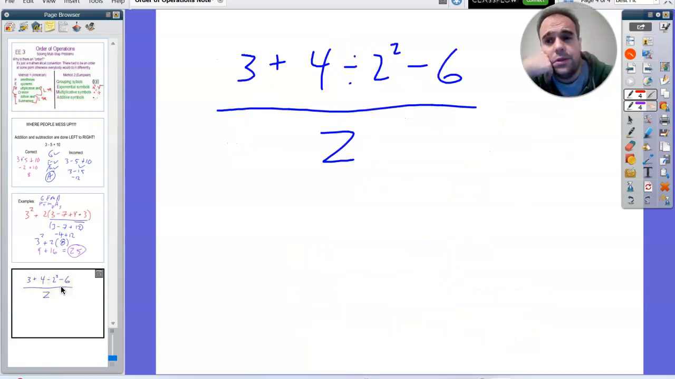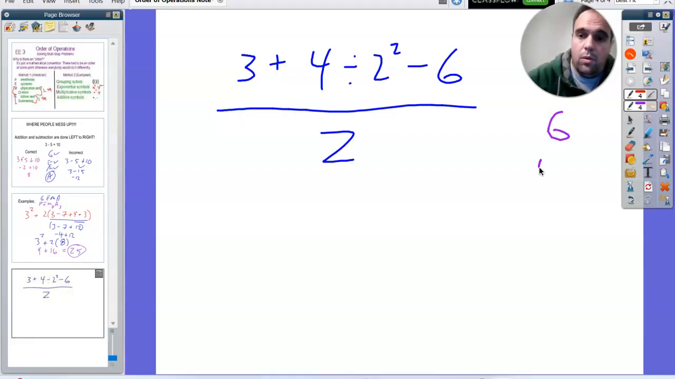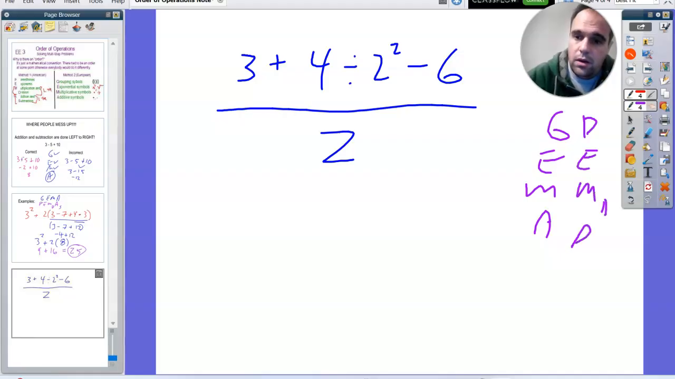Next problem, there's the last one in these notes. You have 3 plus 4 divided by 2 to the second power minus 6 all over 2. These are the complicated ones because there's lots going on and it's easy to get confused. Now, pulling up our GEMA or our PEMDAS, either one, whatever your brain's going to do is fine with me. Let's get it on here.